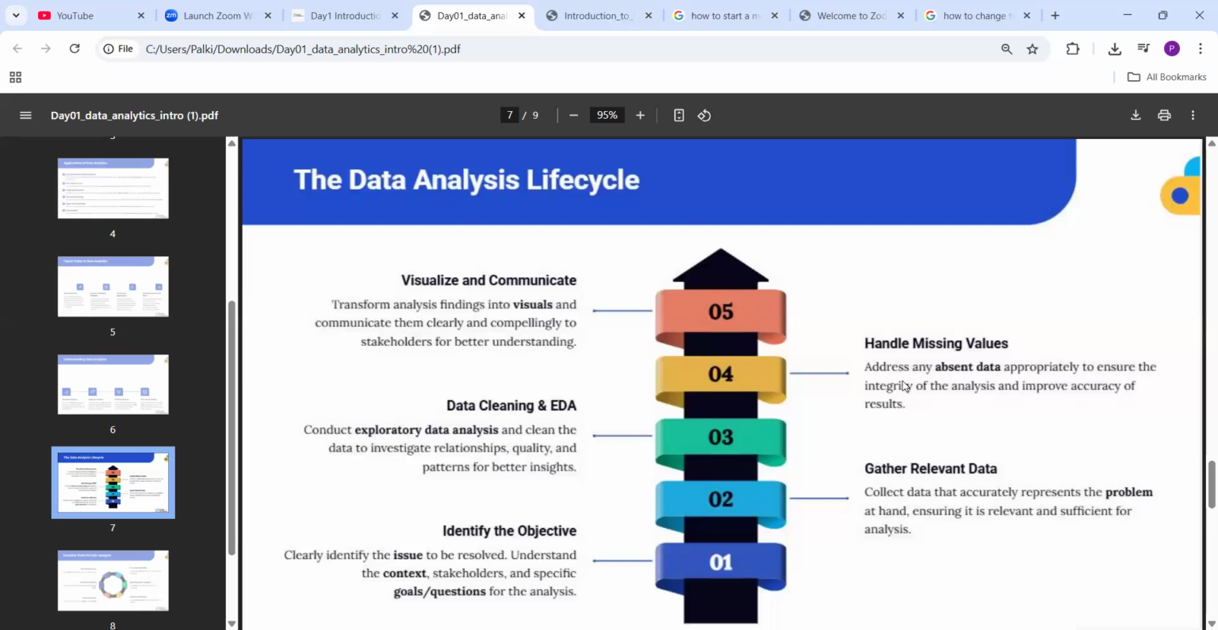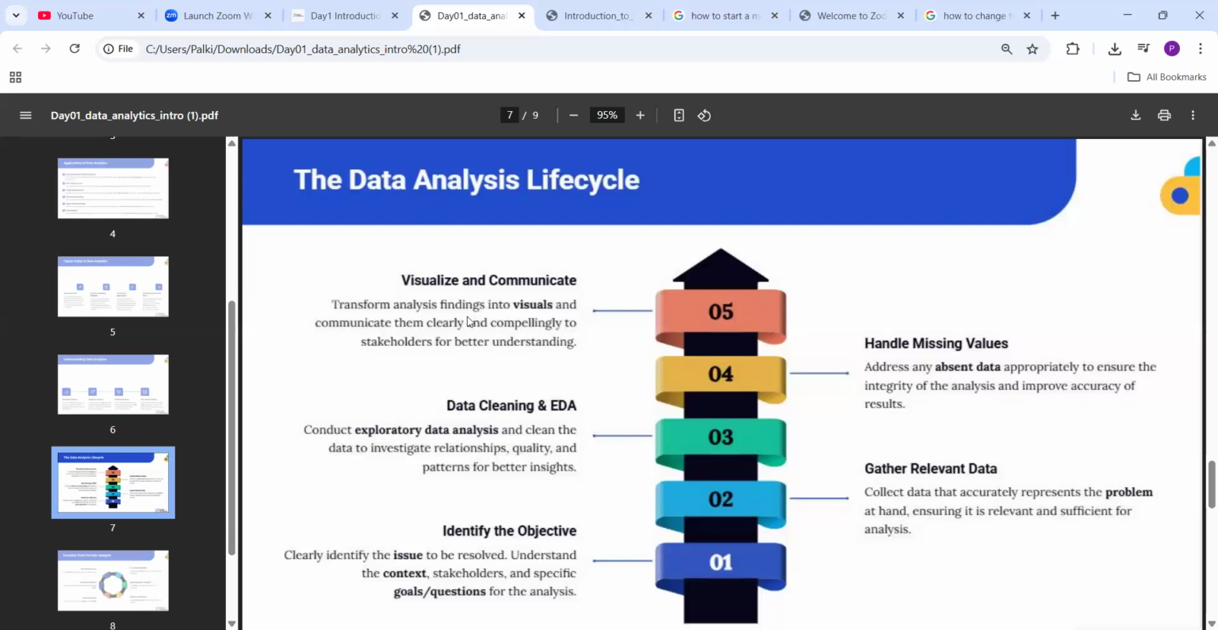Handle missing values. Address any absent data. Like if you do not get it online, then you should ask the founder or co-founder to improve accuracy of results. So whatever you are determining, whatever insight you are giving, that should be accurate. It should be correct. It should not have irrelevant data which is not required. You shouldn't waste your time as well as the other person's.